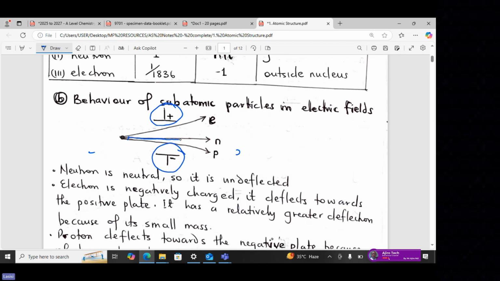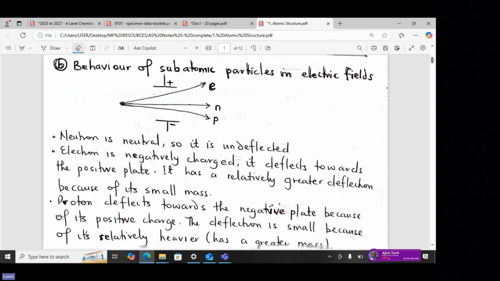Neutron does not get attached to any of them. It says, I'm neutral, I'm not interested. But electron that is negative goes towards the positive plate. Unlike charges attract. Proton that is positive goes towards the negative plate. Unlike charges attract. Is that okay? Does that make any sense? Electron is negative, it deflects towards the positive plate. Proton is positive, it deflects towards the negative plate. Neutron is neutral, it is undeflected.